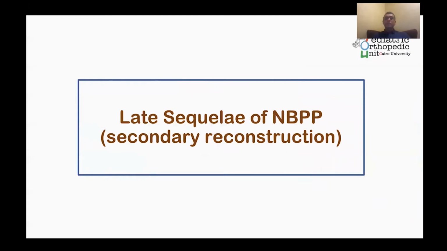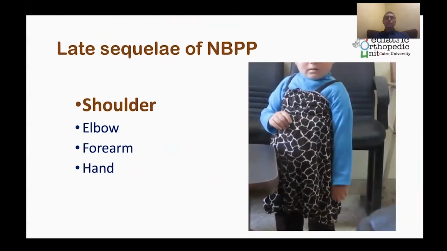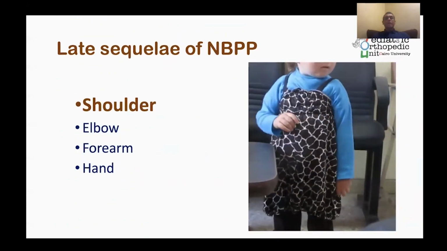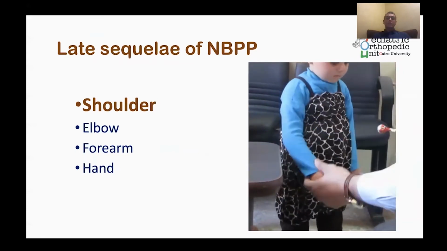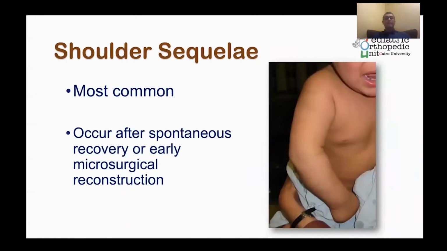The later sequelae of the neonatal brachial plexus palsy is managed by secondary reconstruction. There is higher incidence of sequelae in presence of total injuries and little in presence of partial injuries, and usually there is complete recovery in partial injuries if the biceps recover by the age of 3 months or before. The late sequelae affect the shoulder, the elbow, the forearm, and the hand.